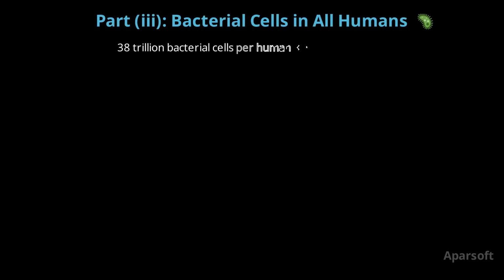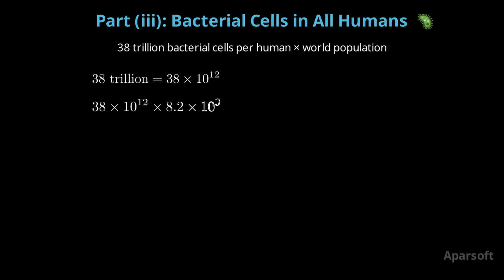Part 3. This number will blow your mind. Each human body has about 38 trillion bacterial cells, and there are 8.2 billion humans. First, what is 38 trillion in scientific notation? Trillion means 10 to the 12, so 38 trillion is 38 times 10 to the 12. Now multiply 38 times 10 to the 12 times 8.2 times 10 to the 9. Rearrange: 38 times 8.2 times 10 to the 12 plus 9.